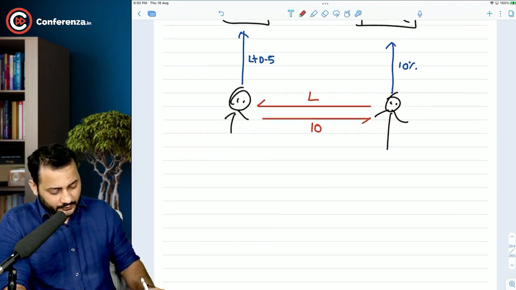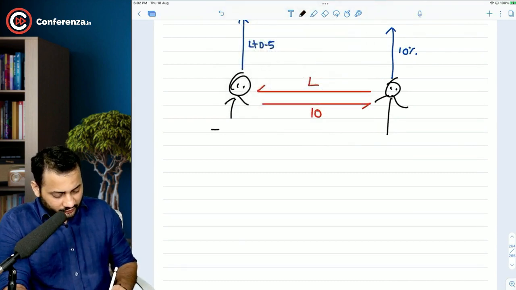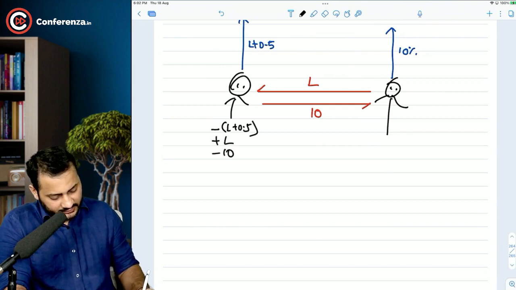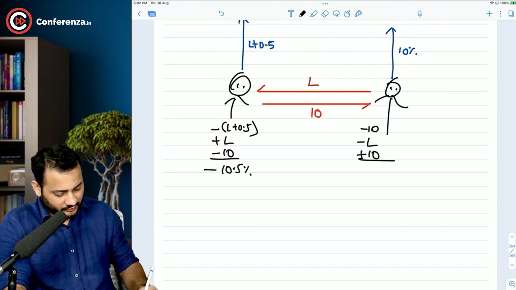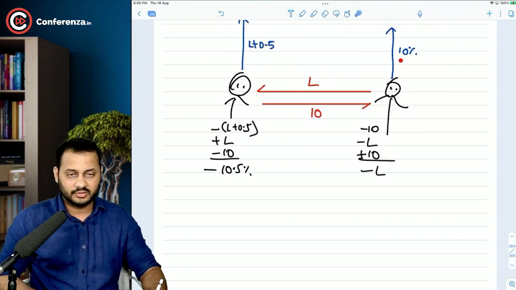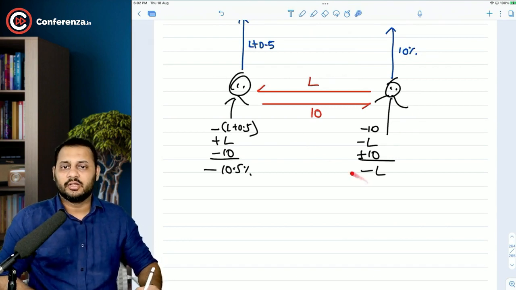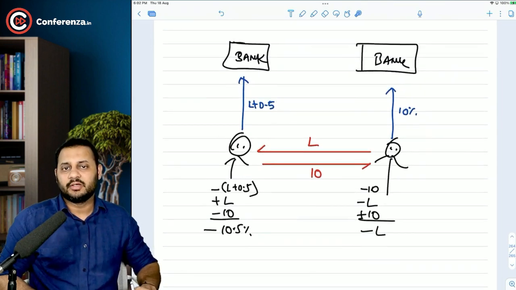Okay. So if you see from both the parties' angle, our outflow was L plus 0.5, inflow was L and outflow is 10. In this case, outflow is 10, outflow is LIBOR and inflow is 10. So the net will be 10.5% outflow and outflow of L. So we can easily shift ourselves from this was fixed, now we are paying floating. This was floating, now we are paying fixed. This is how the swapping arrangement is done.